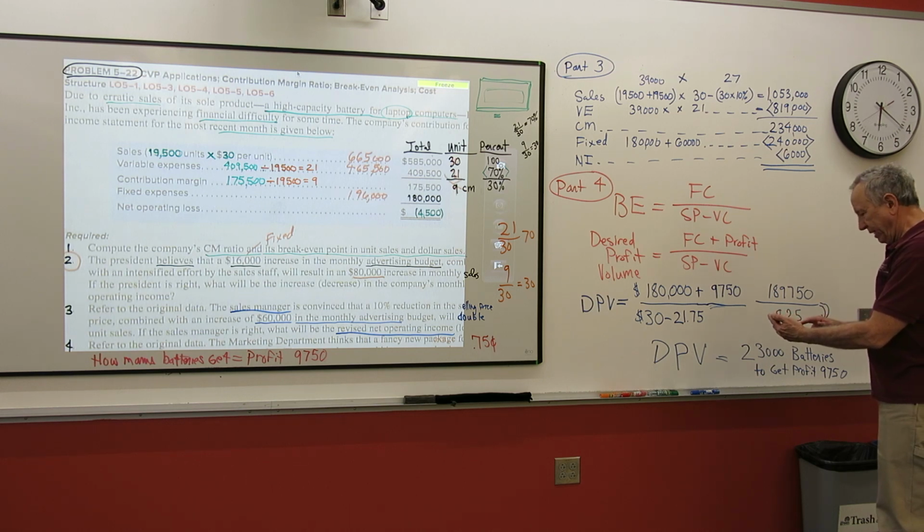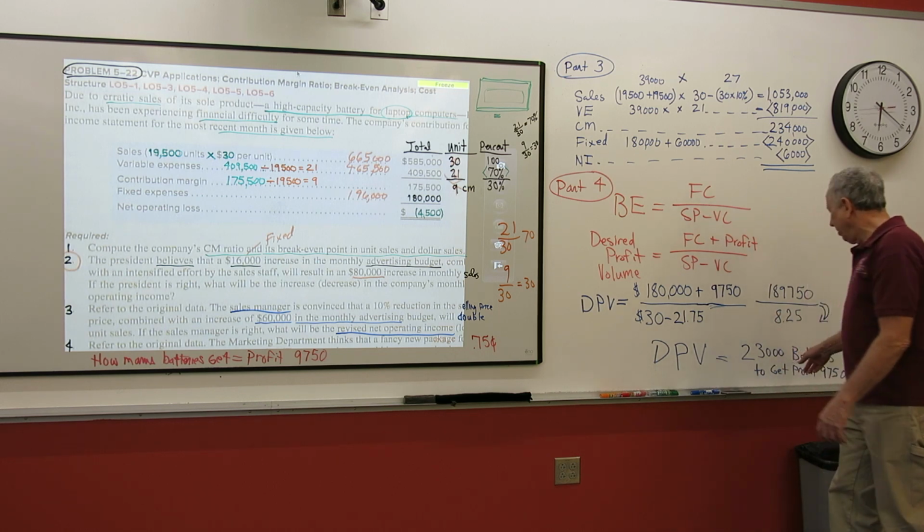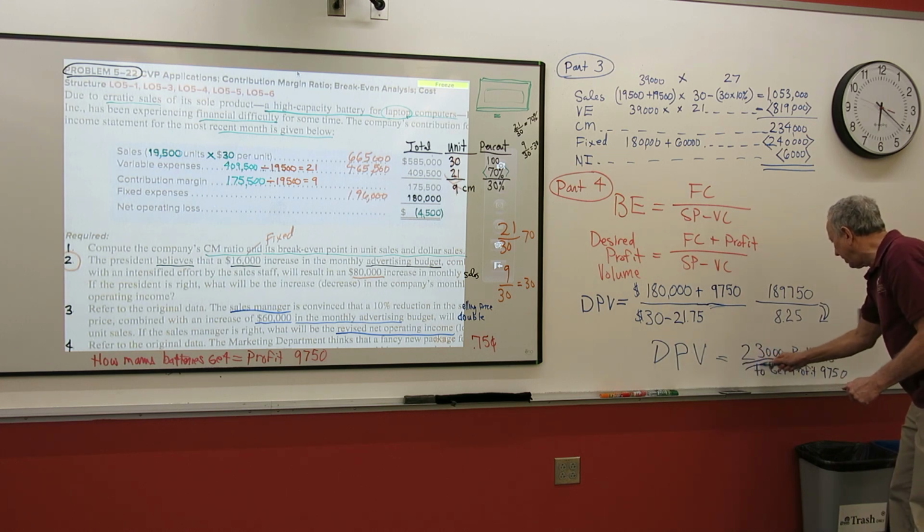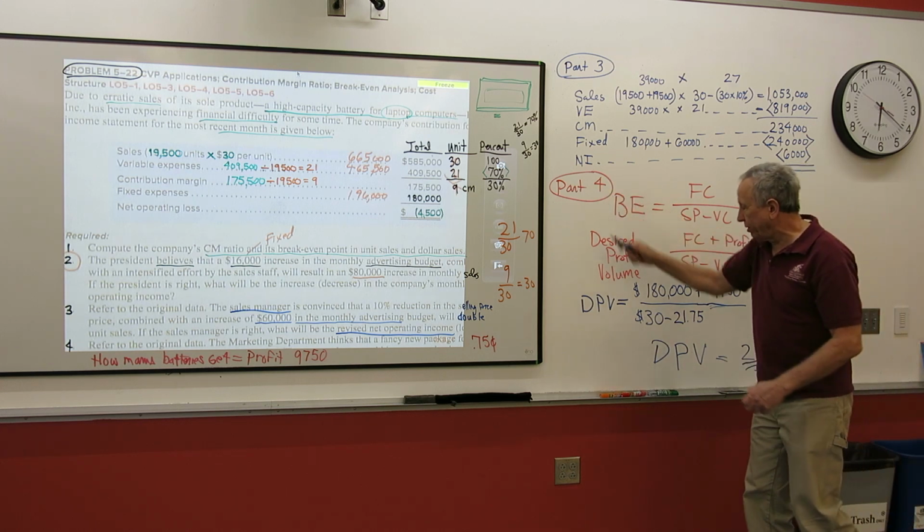189,750 divided by $8.25. Yeah, that's 23,000 batteries. And that is the answer. That's the answer to part 4.